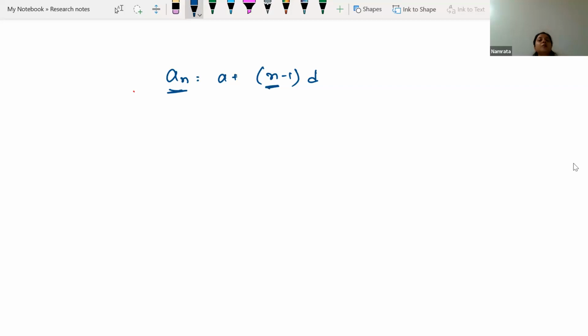Okay, so if we are talking about the second term, n will be 2. If we are talking about the third term, n will be 3. If we are talking about the fourth term, n will be 4, just like that. So let's take a few questions. Sometimes we represent the same formula differently.